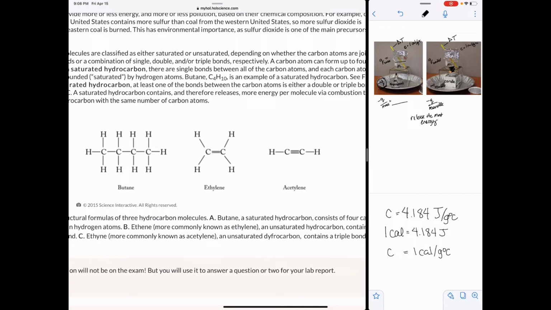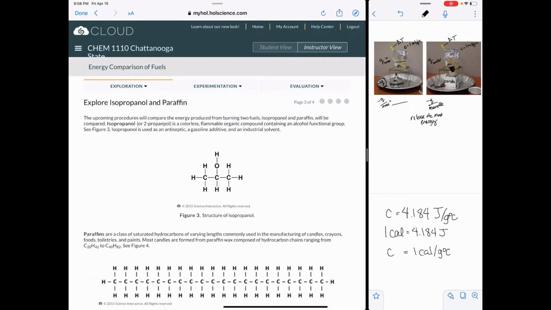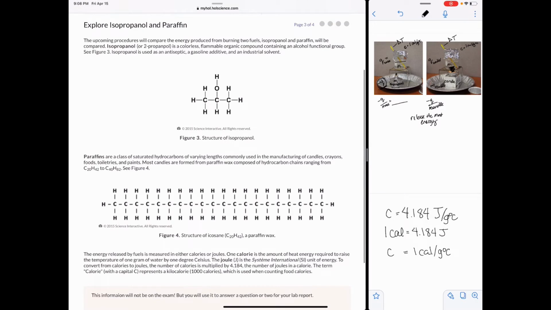The way they look is tied into how efficient they are with releasing energy when they're burned. And then these are the structures between isopropanol and paraffin wax. Paraffin wax is the candle. It's that little tea candle. So you can look at those and say, oh, those don't look the same. The isopropanol is shorter. It kind of branches out. The paraffin is long, straight chains.